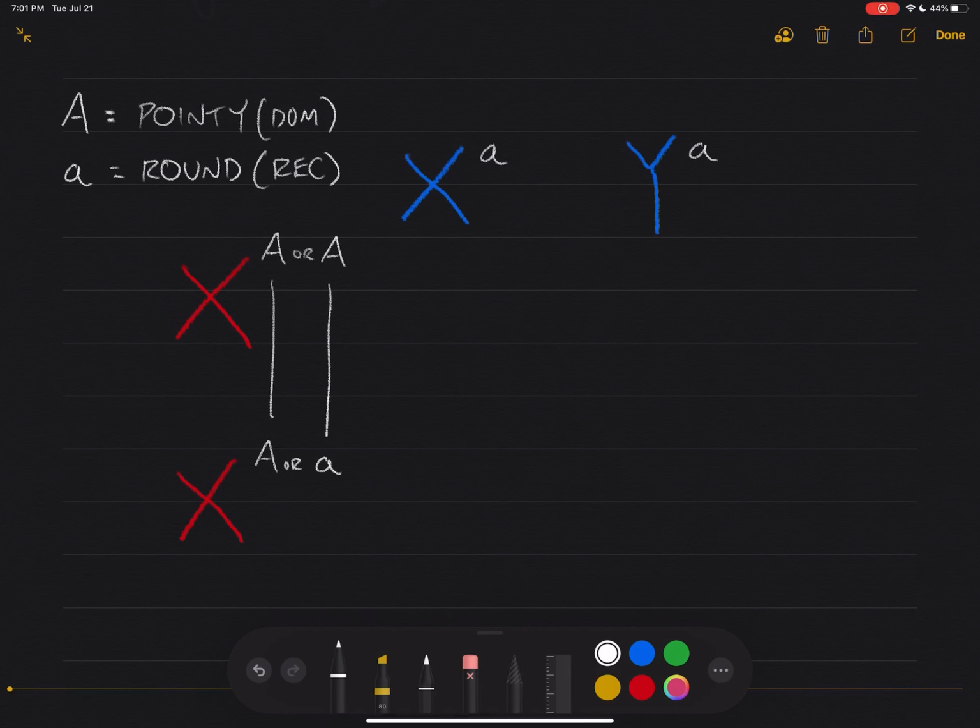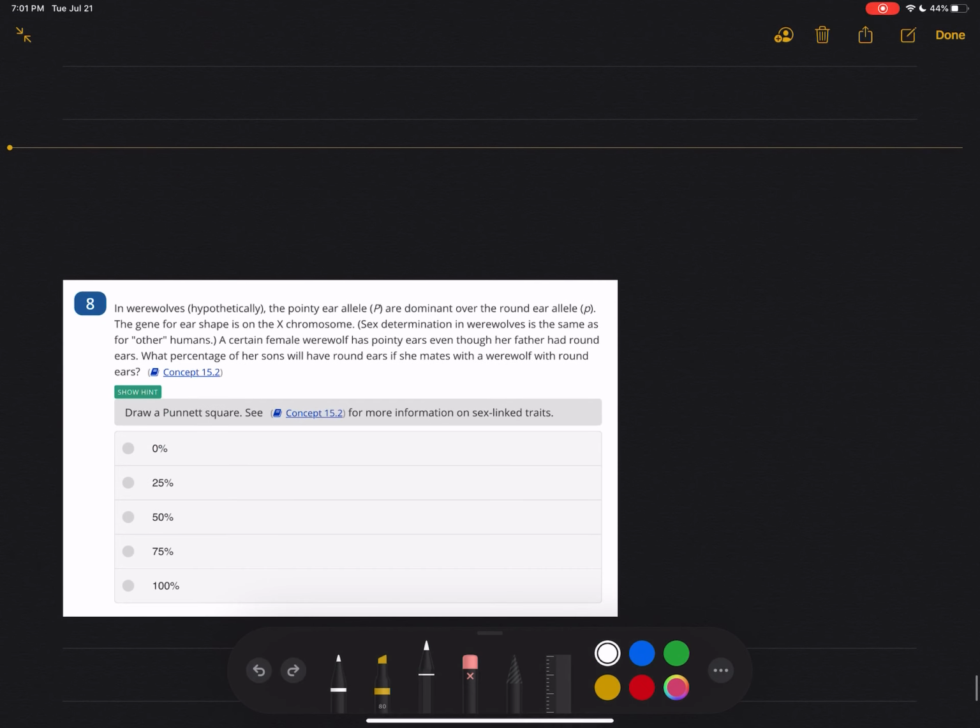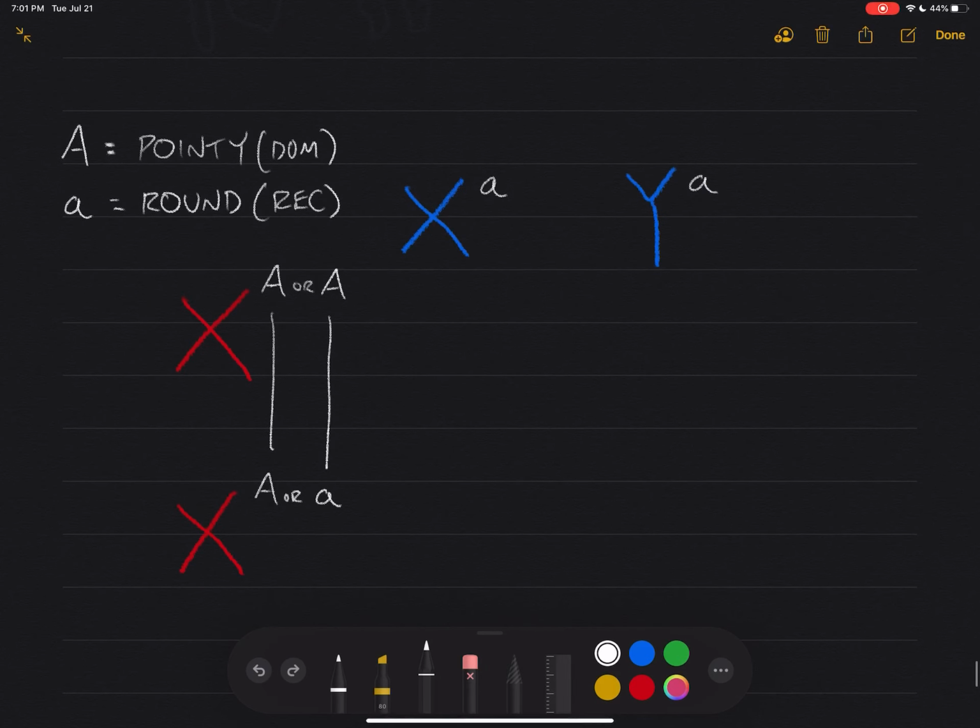I'm going to use the letter A because P is stupid since the uppercase and lowercase look similar. So we know that uppercase A is our dominant, meaning pointy ears, and lowercase a is round, and that is our recessive, okay? The gene for ear shape is on the X chromosome. That's the important thing, is that this gene is on the X chromosome, all right?